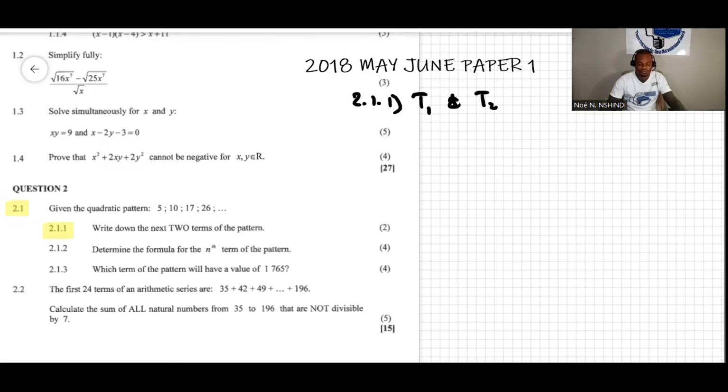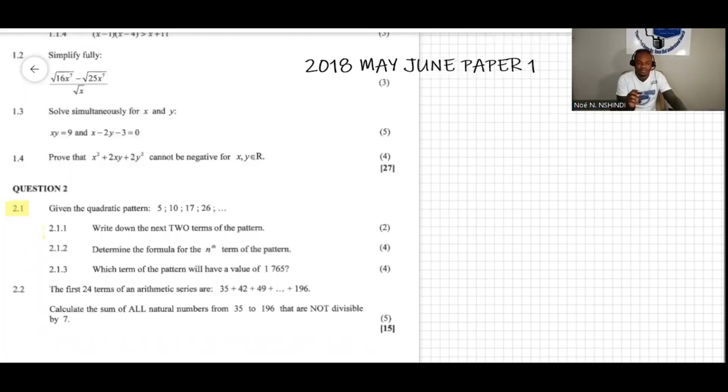So the fact that the question says that this is a quadratic pattern, we understand that there is a constant ratio R, okay? And then the terms are like, excuse me, what am I talking?